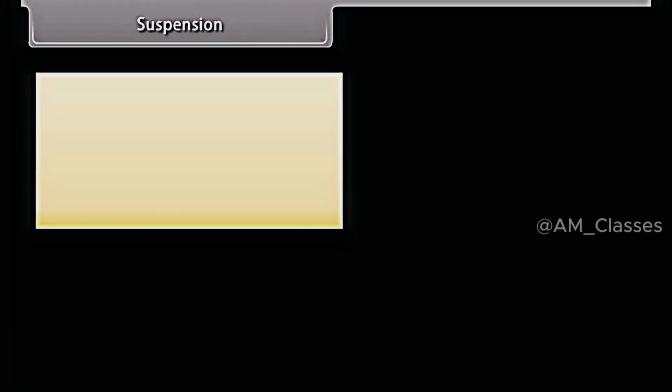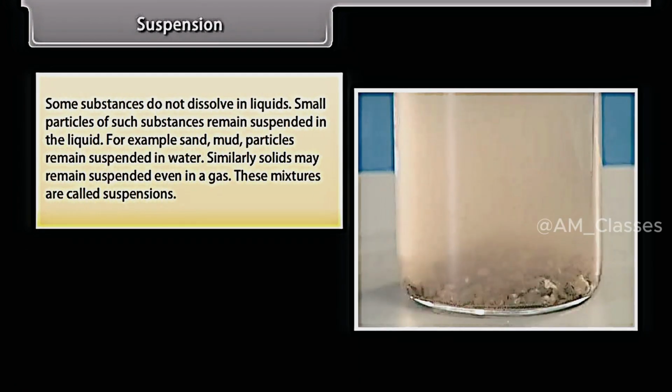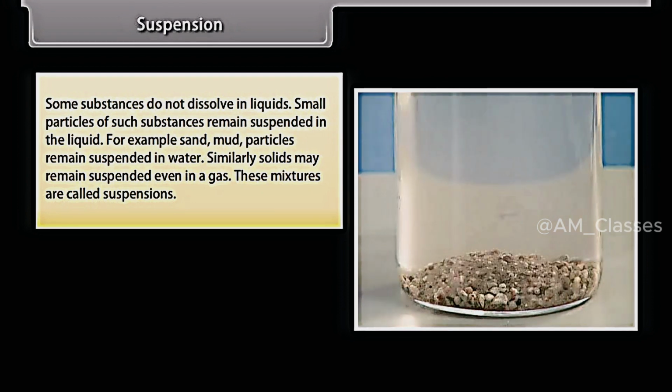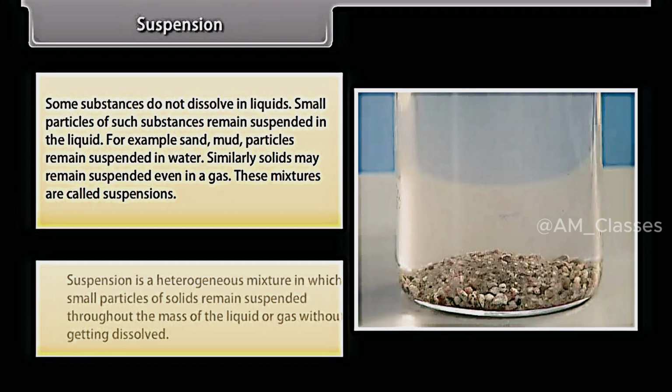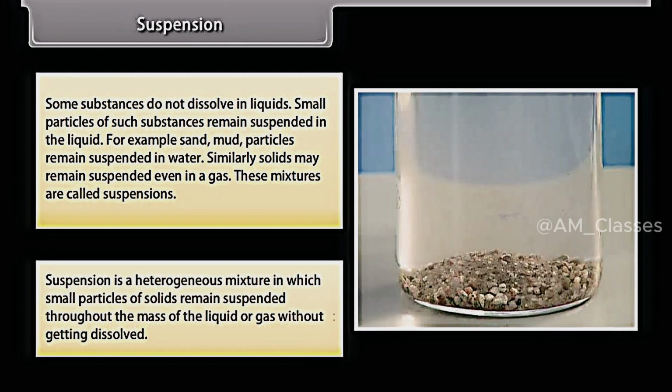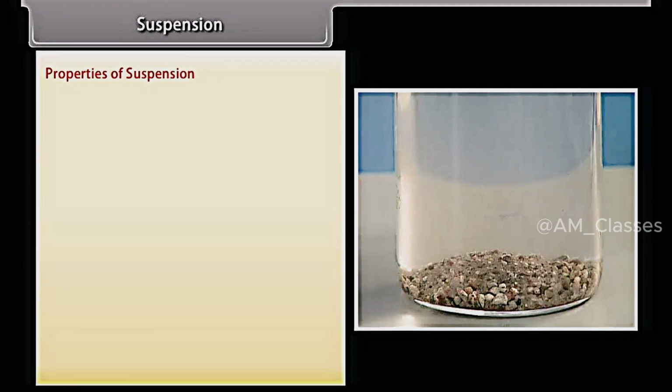Suspension. Some substances do not dissolve in liquids. Small particles of such substances remain suspended in the liquid. For example, sand and mud particles remain suspended in water. Similarly, solids may remain suspended even in gas. These mixtures are called suspensions. A suspension is a heterogeneous mixture in which small particles of solids remain suspended throughout the mass of the liquid or gas without getting dissolved.